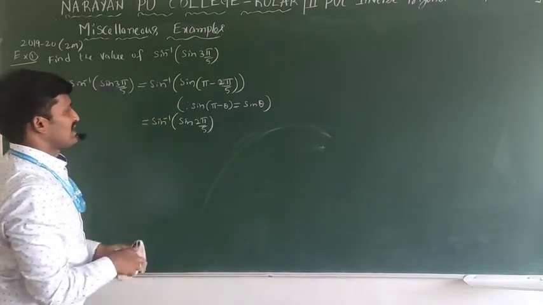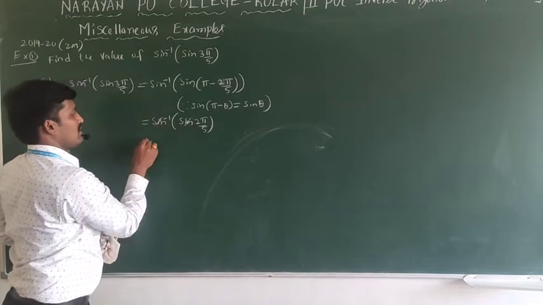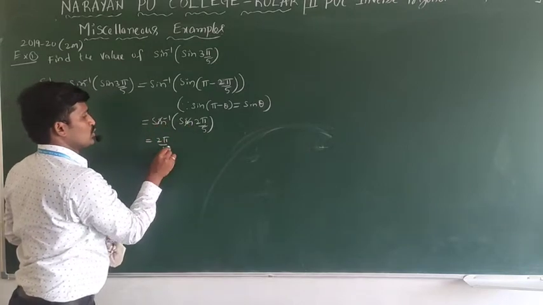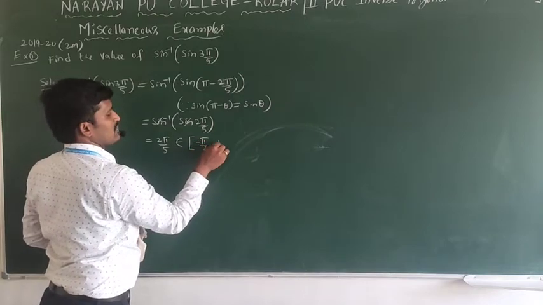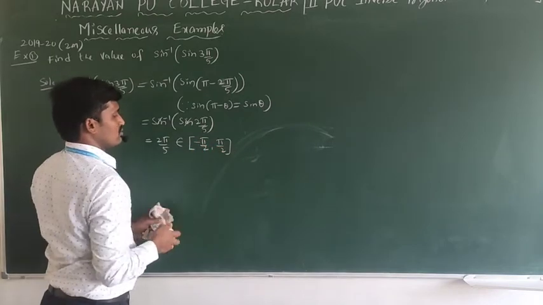Now this angle is clearly in the range. Now it is simplified. And what is the value finally? 2 pi by 5. This clearly belongs to the closed interval minus pi by 2 comma pi by 2.